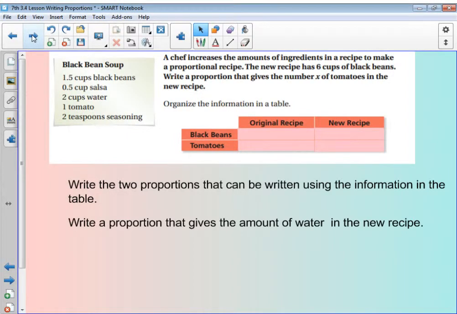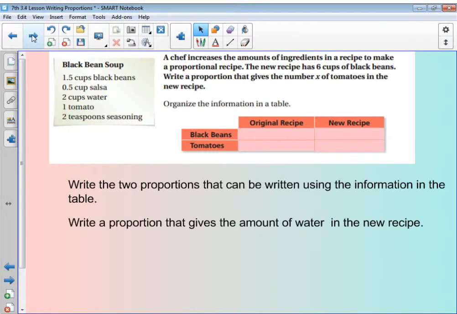So here's our recipe. We have black bean soup, and that black bean soup requires 1.5 cups of black beans, a half cup of salsa, 2 cups of water, 1 tomato, and 2 teaspoons of seasoning. So it says a chef increases the amount of ingredients in a recipe to make a proportional recipe. The new recipe has 6 cups of black beans. Write a proportion that gives the number X of tomatoes in the new recipe.